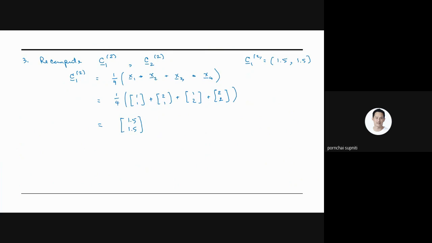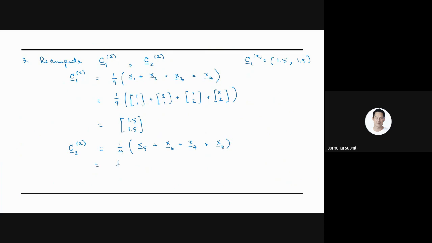Actually, to make it easier for programming, I should write it in vector terms instead of the column vector term, so people understand it better. So now you see that for C1, iteration 2, this is what we get. And then similarly, if you compute centroid 2 at the second iteration, you get 1/4 because there are 4 data points, 1/4 times x5 plus x6 plus x7 plus x8.